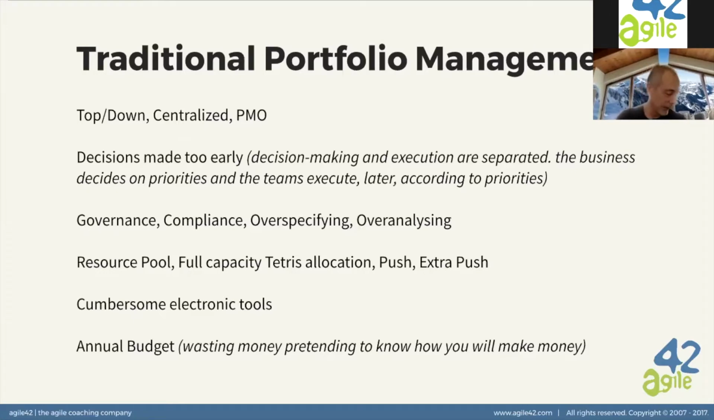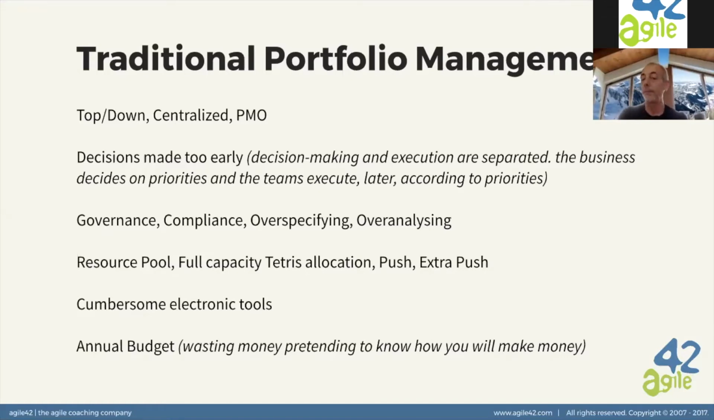So traditional portfolio management is usually top down. It's centralized. There is typically a PMO office. I'm assuming that a company is doing portfolio management. Some are not doing it at all, but that's another issue. The focus is on governance, compliance, and a lot of time spent specifying, over-specifying, analyzing, etc. A big problem is that decisions are made too early, based on business priorities, and the people making those decisions are very far away, separated from the people that later will work on and execute those initiatives and projects.